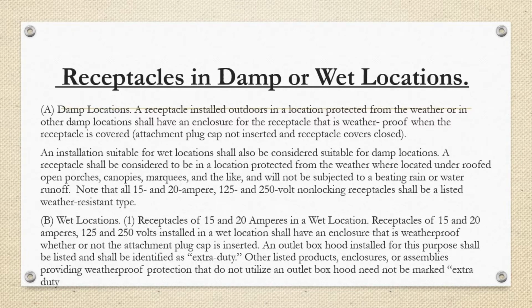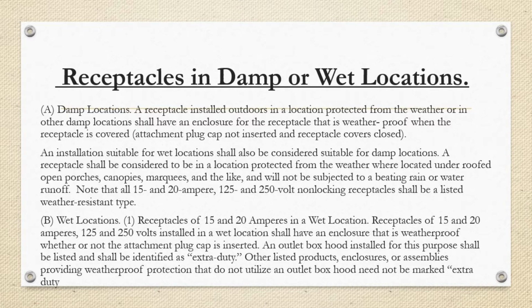Receptacles in damp or wet locations. A. Damp locations. A receptacle installed outdoors in a location protected from the weather, or in other damp locations, shall have an enclosure for the receptacle that is weatherproof when the receptacle is covered, attachment plug cap not inserted, and receptacle covers closed. An installation suitable for wet locations shall also be considered suitable for damp locations.